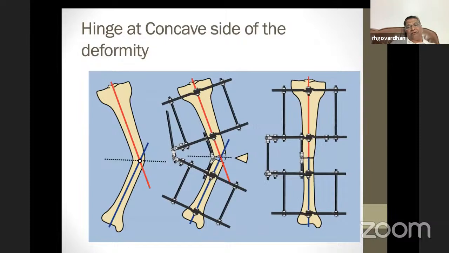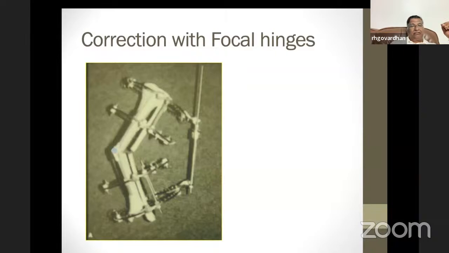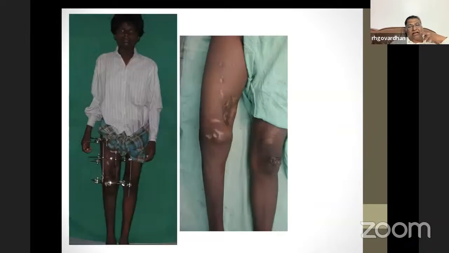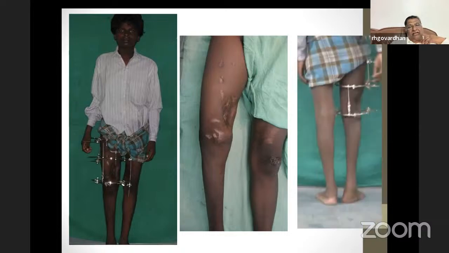This is the example of a closing wedge osteotomy where we remove the part of the bone on the convex side and close the wedge. This is how we distract and get the opening wedge. Example of a boy who had an osteomyelitis of the distal femur with a varus deformity, which has been corrected. You can see the cicatrix which has formed because of the osteomyelitis.